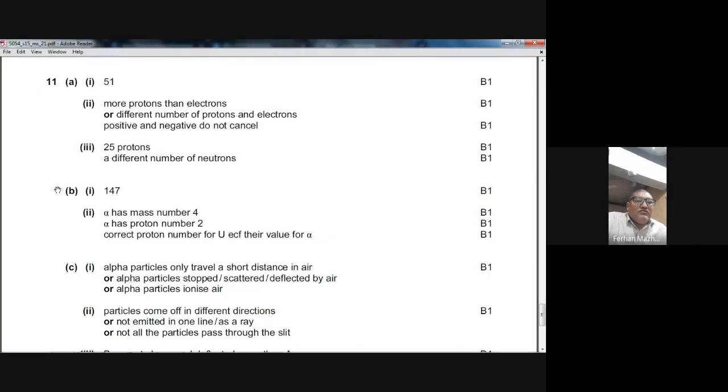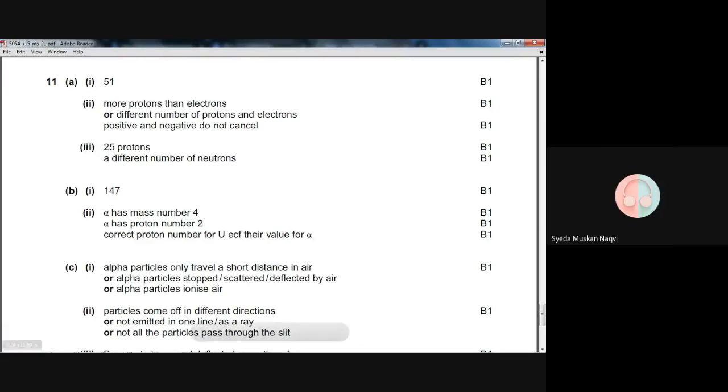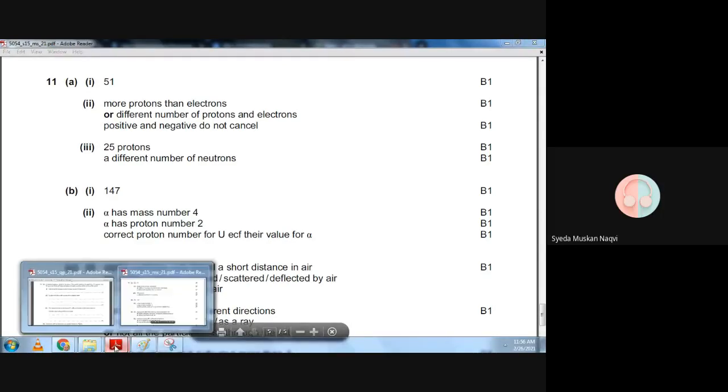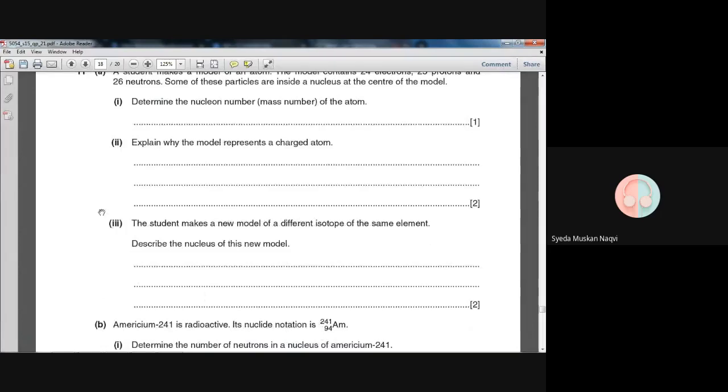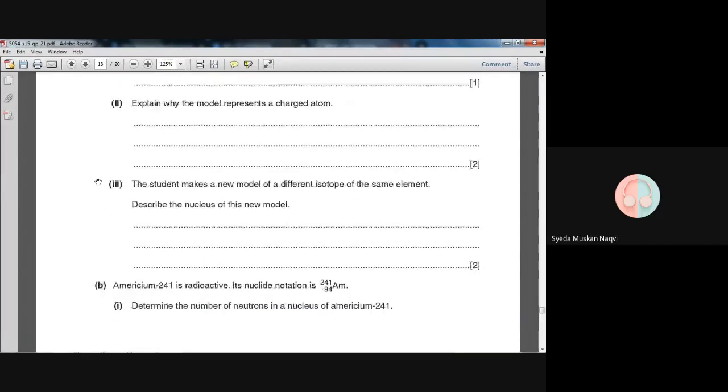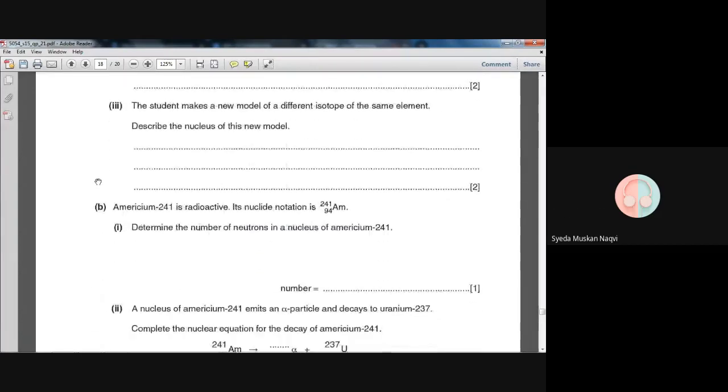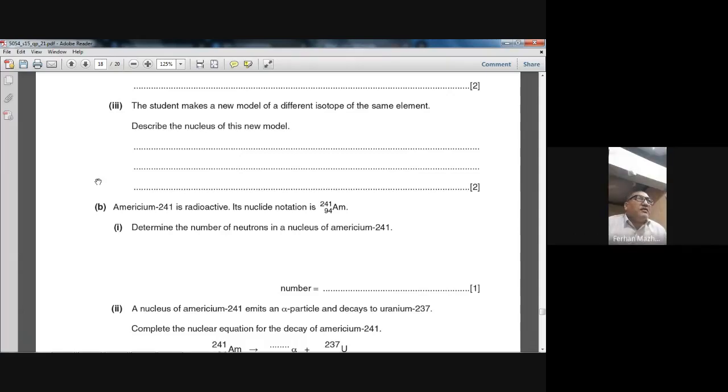Muskan, are you done? Done, sir. Read your answer. I have written that there is one more proton than electron. Then I have written the second point that electrons have negative charge and protons have positive charge, and negative and positive charge do not cancel out, because there is one extra proton there.